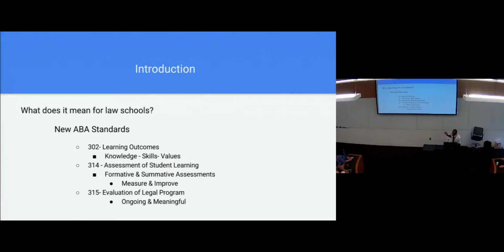As far as the knowledge is concerned, that's going to include substantive and procedural law. As far as skills, it would include critical thinking, legal reasoning, legal research, things of that nature. And as far as value is concerned, if you think about it, we all want our students to walk away as professionals, and we want them to have certain values when it comes to that. If your school has a particular mission, that could also be included in the values.